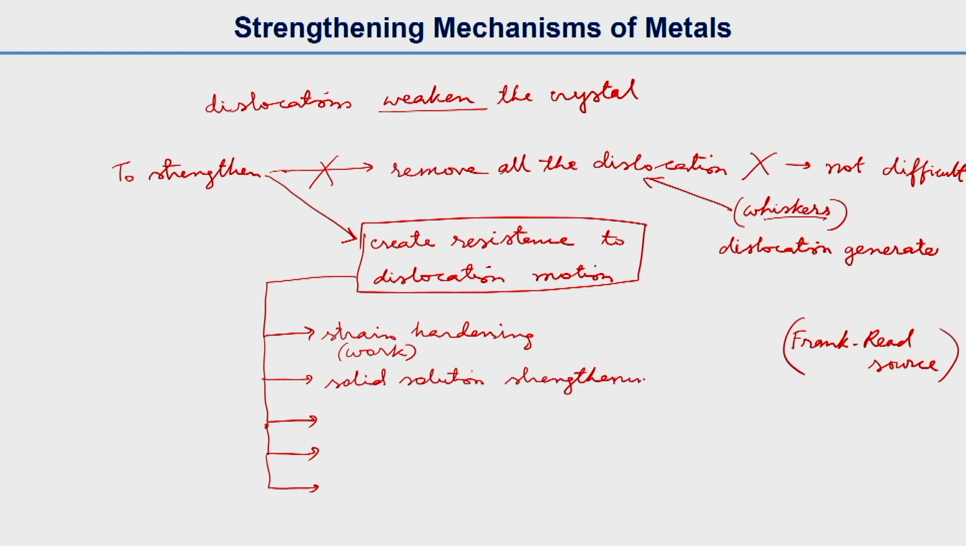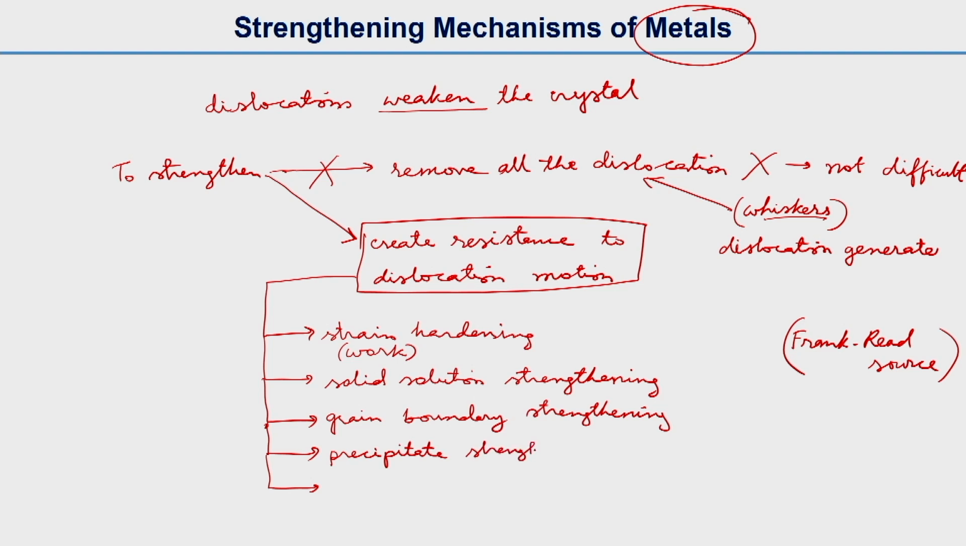This is what we are talking about for metals, these crystalline materials. Another one is grain boundary strengthening, and then precipitate strengthening, and dispersion strengthening.